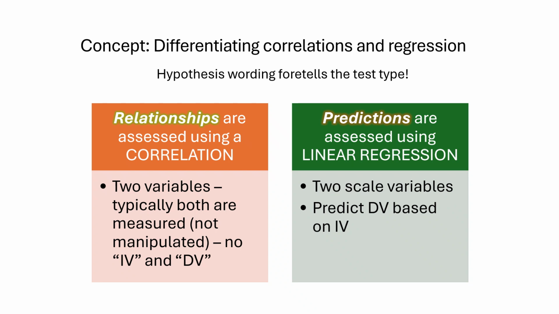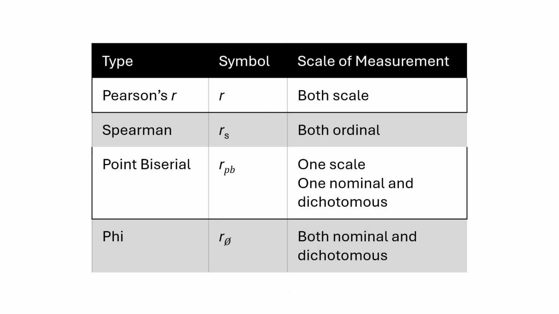On the other hand, with a linear regression, you're going to use a hypothesis that has the word predict typically in it. And you will have two scale variables, and they'll talk about predicting one variable given another. So you have a very clear dependent variable versus independent variable. Now, the rest of this presentation is going to focus on relationships.